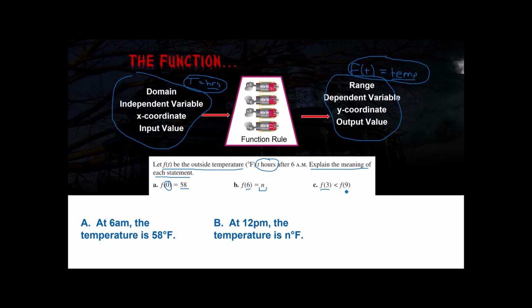Last one, f of 3 is less than f of 9. Remember, this is your input. In 3 hours, that temperature, f of 3, is going to be less than that temperature in 9 hours. Or the temperature at 9 a.m. is less than the temperature at 3 p.m.